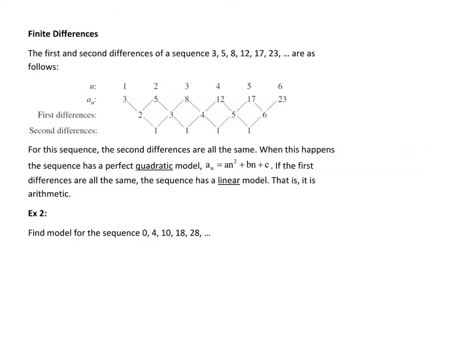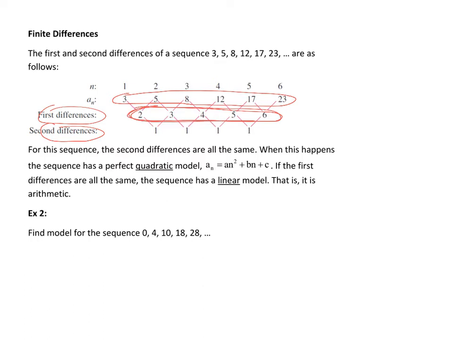Okay, it seems like there's a lot going on here. It's actually quite simple. Here we have a sequence of numbers. Okay, we're finding the first difference. That's what we have here. All right, and notice there's not a common difference, but if you take the difference of the first differences, then for the second differences, they're all the same. All right, now if that's the case, then you're working with a quadratic model. All right, if these are all the same, it's a linear model. If these are all the same, it's a quadratic model. Simple as that. All right, so it says if the first differences are all the same, the sequence has a linear model. That is, it is arithmetic.